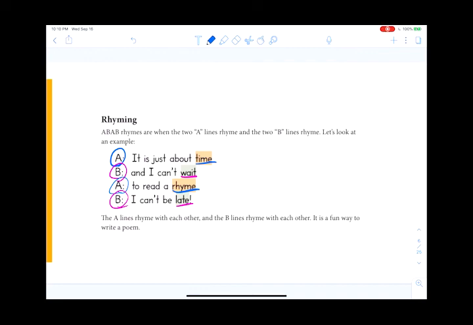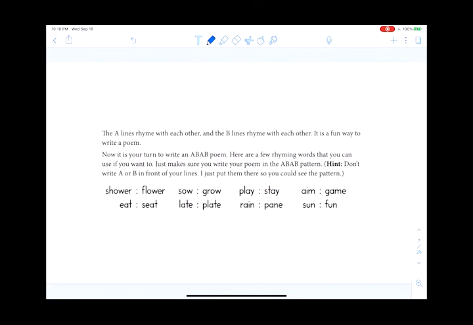Now it is your turn to write an ABAB poem. Here are a few rhyming words that you can use if you want to. Just make sure you write your poem in the ABAB pattern. Pause this video and finish your poem.